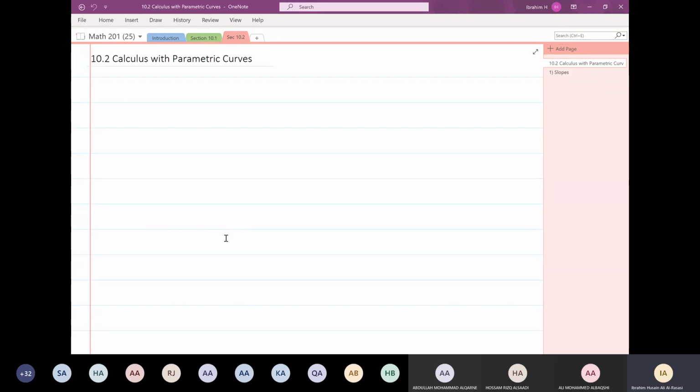Now we work with parametric curves and give some applied problems. Basically, we study how to compute the slope of a tangent line to a parametric curve, concavity, how to find areas, arc length, and surface area. This is the objective of this section. I will start with the slopes today.